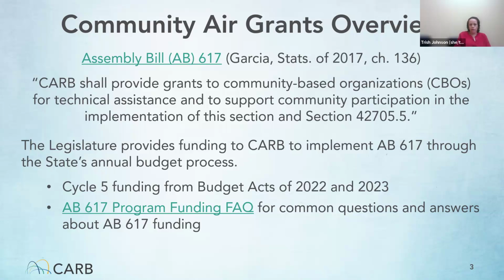As a first for community air grants, Cycle 5 combines funding from two funding years, the Budget Acts of 2022 and 2023. CARB has an AB 617 budget website and program funding frequently asked questions, or FAQ, with questions and answers about AB 617 funding, and you can click the link on this slide.